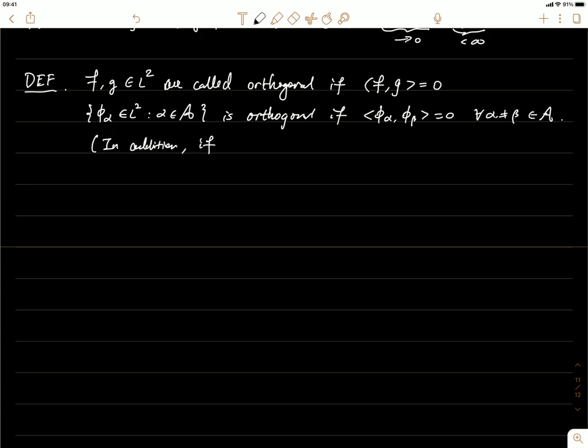Also, if the 2 norm of the phi alphas, or the functions in this family, are all equal to one, then we call this orthonormal. Orthogonal and normal: unit vectors, or orthogonal and unit functions. Okay. Right. So this is pretty similar to vector space, and we are even borrowing the names from there.